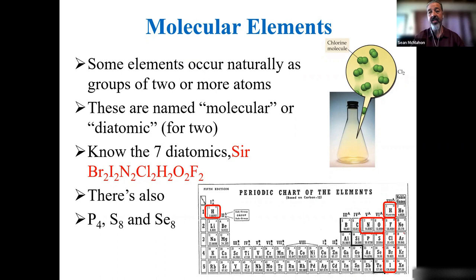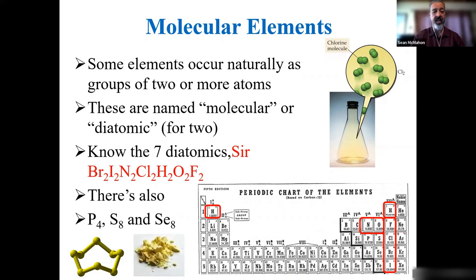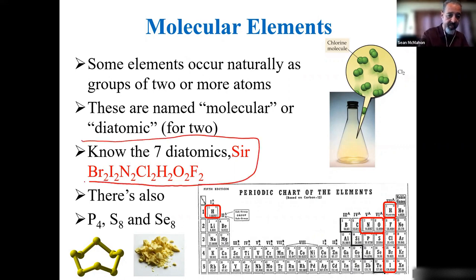There's also other cases. For this course, I don't really emphasize this too much. This is as we move further, but like phosphorus, it's found as P4, or sulfur is found as S8. In this case, this is sulfur S8. Selenium, it's also found in 8. It's because of the structure and how it binds. Honestly, for this course, don't worry about it too much. I just need you to know the 7 diatomics, because when we get to our chemical reactions, you'll see we'll be using those quite a bit.